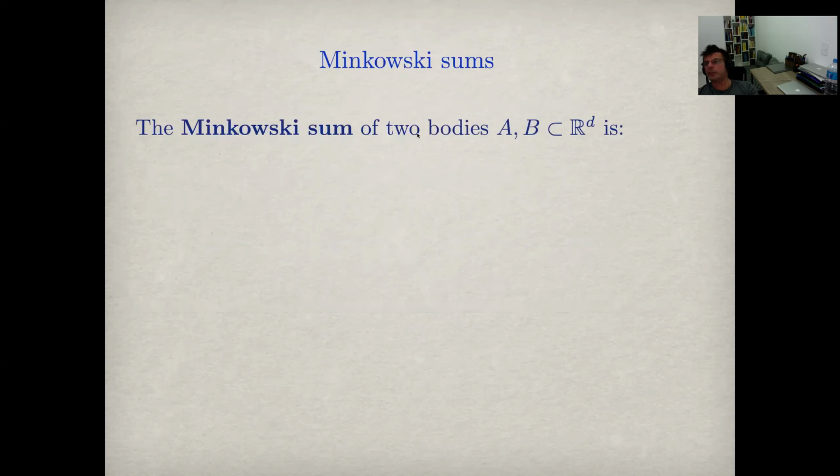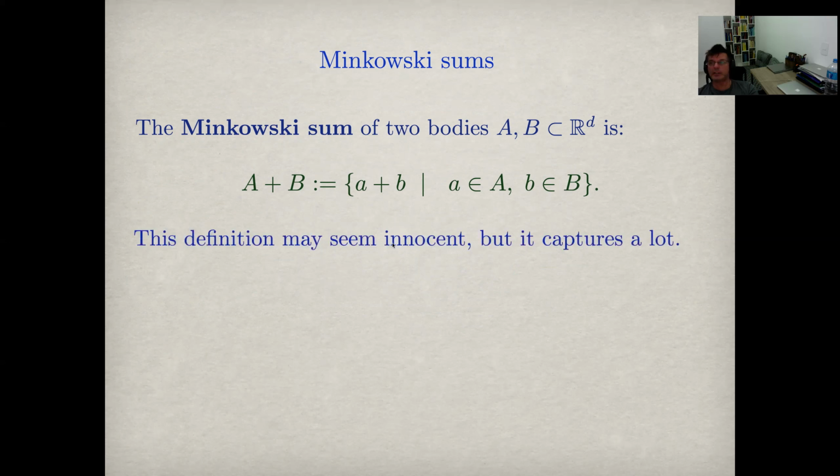Let's define what a Minkowski sum is. Given two bodies A and B, the Minkowski sum is the set of all a plus b, such that little a is in the body A and little b is in the body B. Seems innocent enough, but in fact, this innocent-looking definition captures a lot of information.